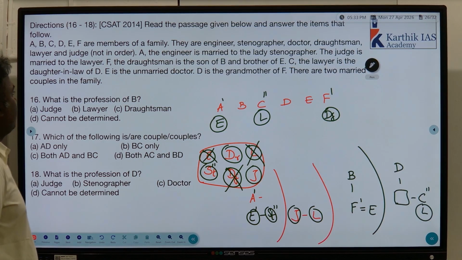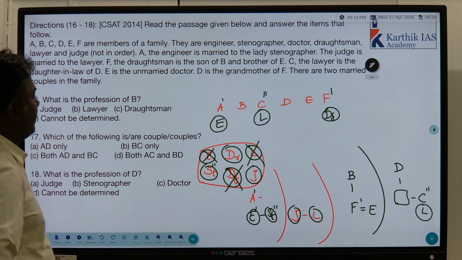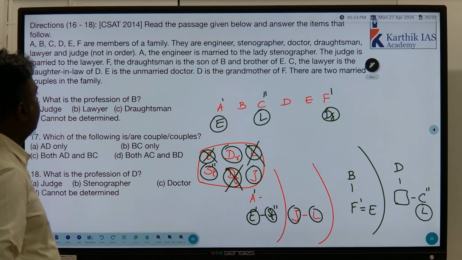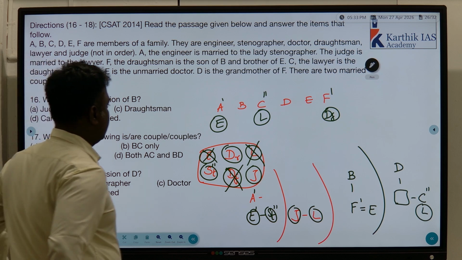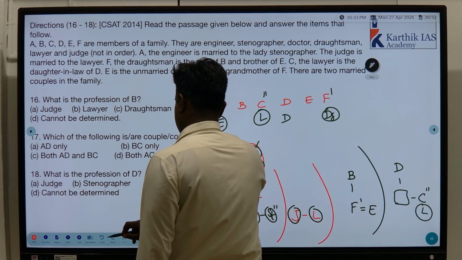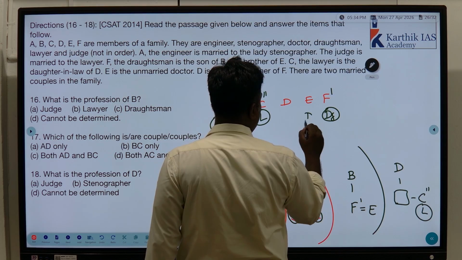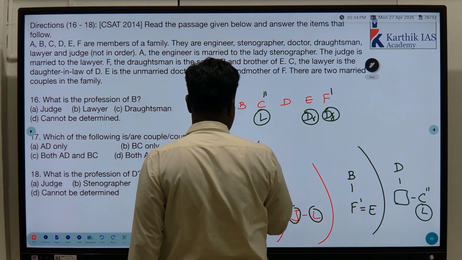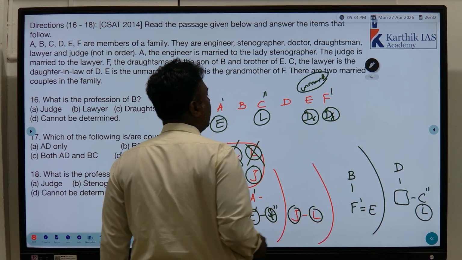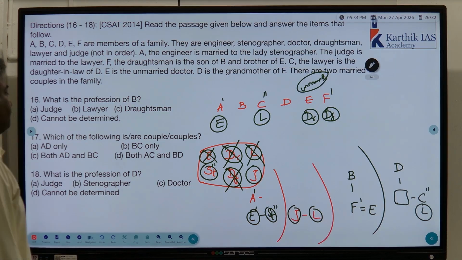There are two married couples they mentioned. See, A is a male. Correct. And they mentioned F is the draftman, is son of B and brother of E. E is the unmarried doctor. That is important. They mentioned unmarried. E is unmarried. Okay.